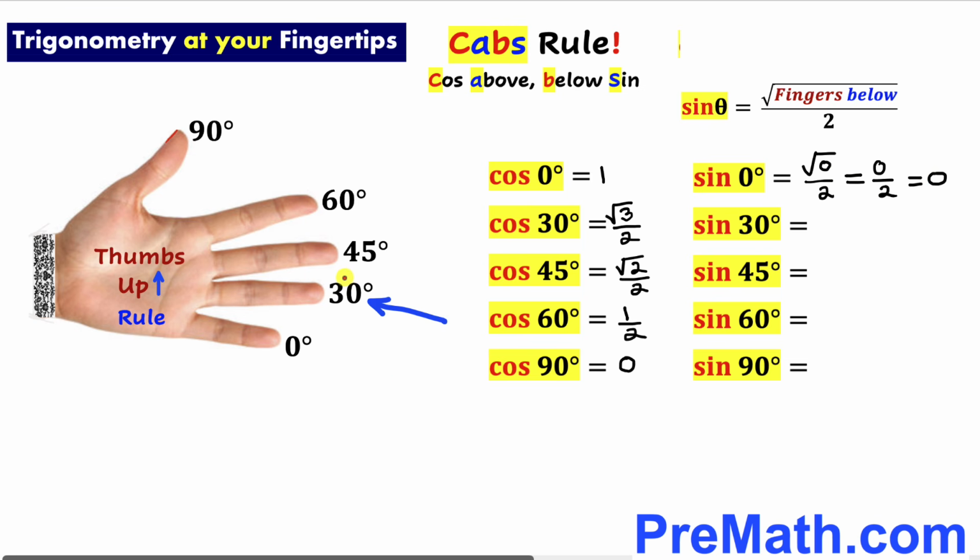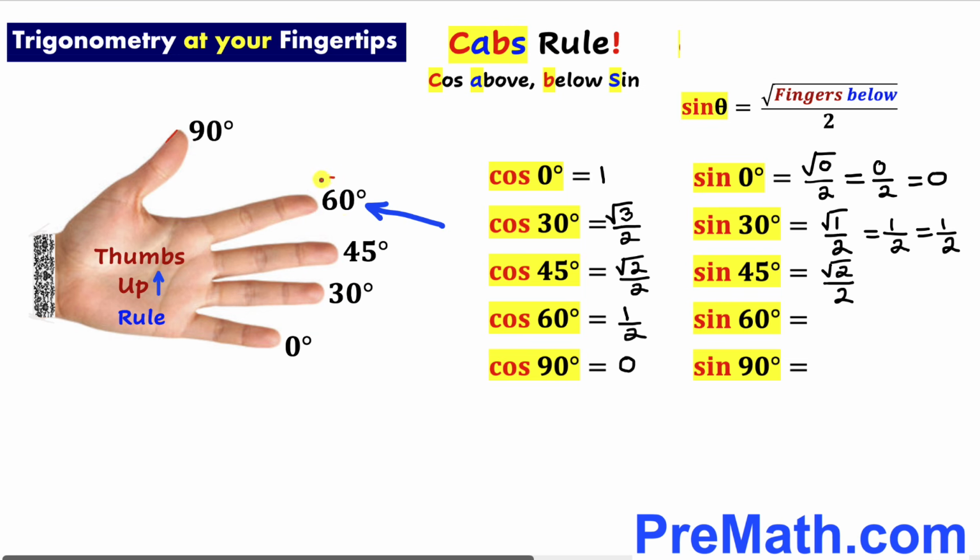And now we are going to calculate the value of sine of 30 degrees. And we are looking for fingers below this value. So there's only 1 finger. So therefore, this is going to be the square root of 1 divided by 2. So therefore, sine of 30 degrees turns out to be equal to 1 divided by 2. And now we are going to calculate the value of sine of 45 degrees. And we can see we got these 2 fingers below this value. So therefore, this is going to be the square root of 2 divided by 2.